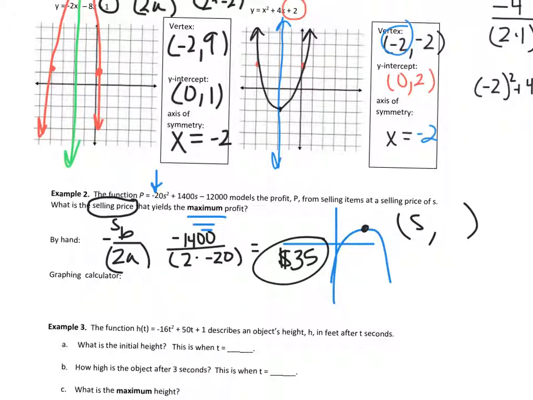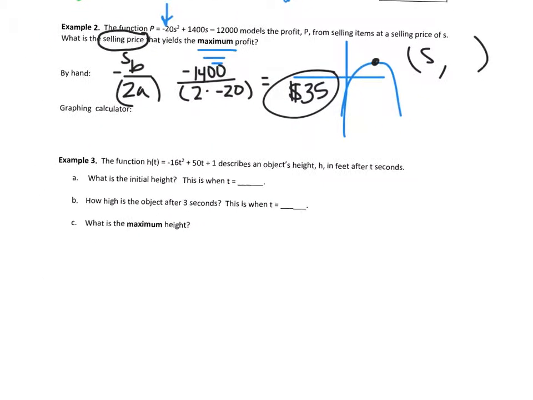So if the question asks for the maximum profit, then I would plug in $35 for S and figure out what the profit is. So again, I'm going to link a video on how to find the maximum or your vertex on a graphing calculator.